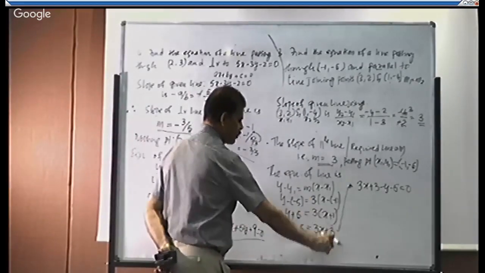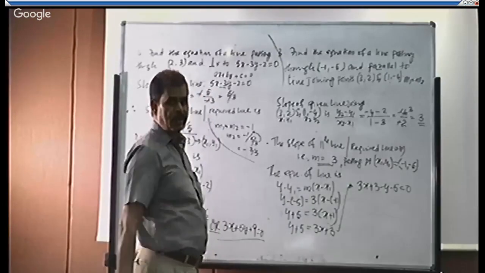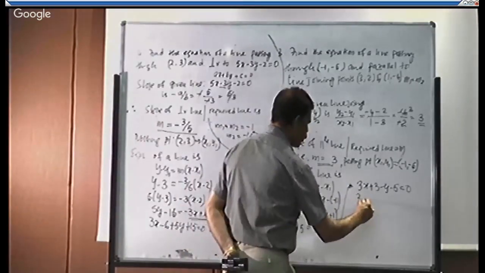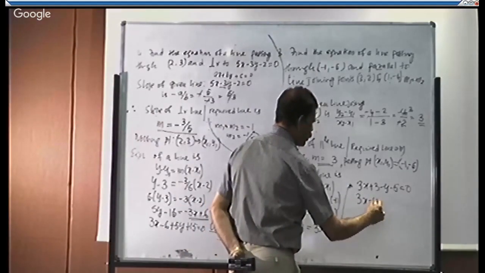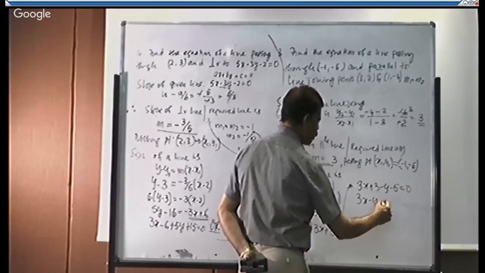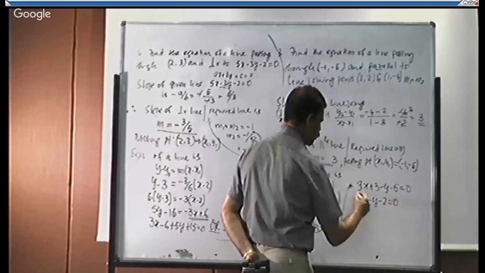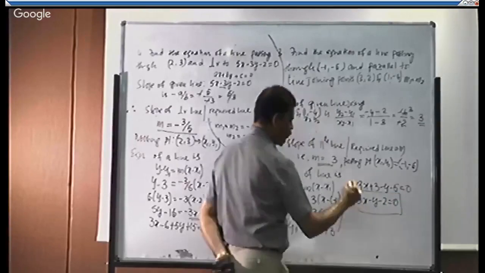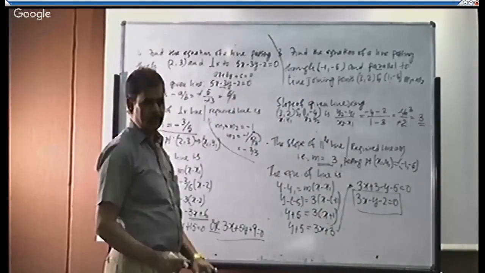If it is transferred to the other side, the sign changes. 3x minus y plus 3 minus 5, it is minus 2, is equal to 0. This is the required line. Okay.